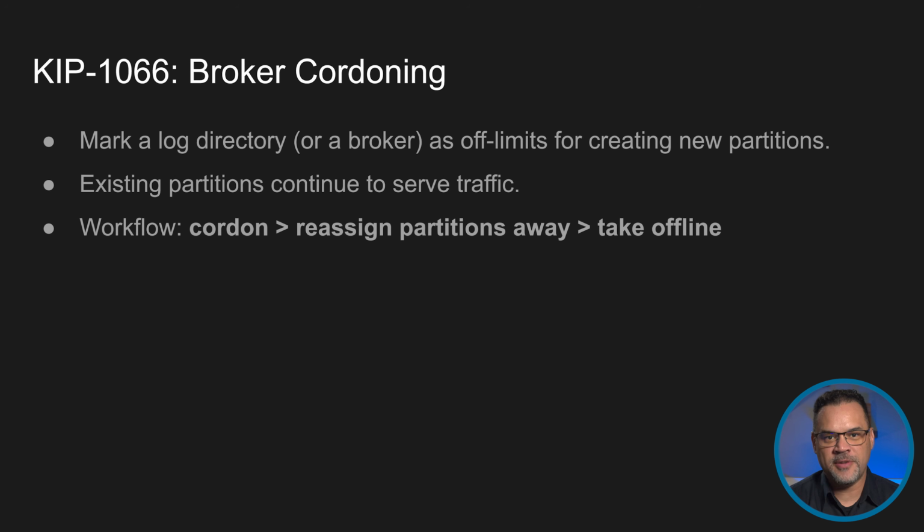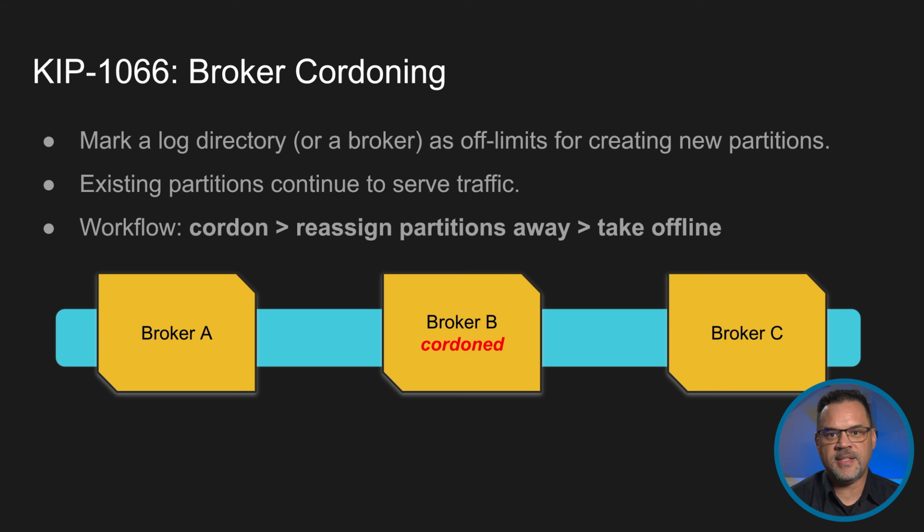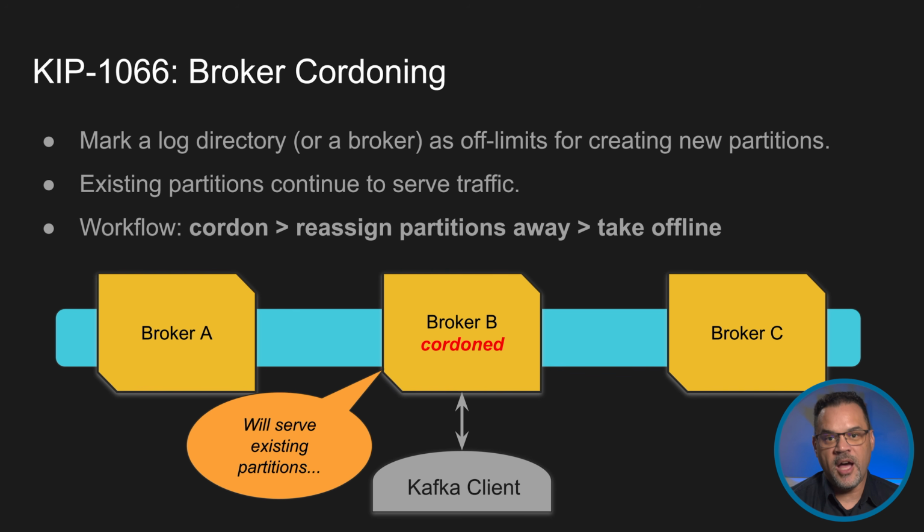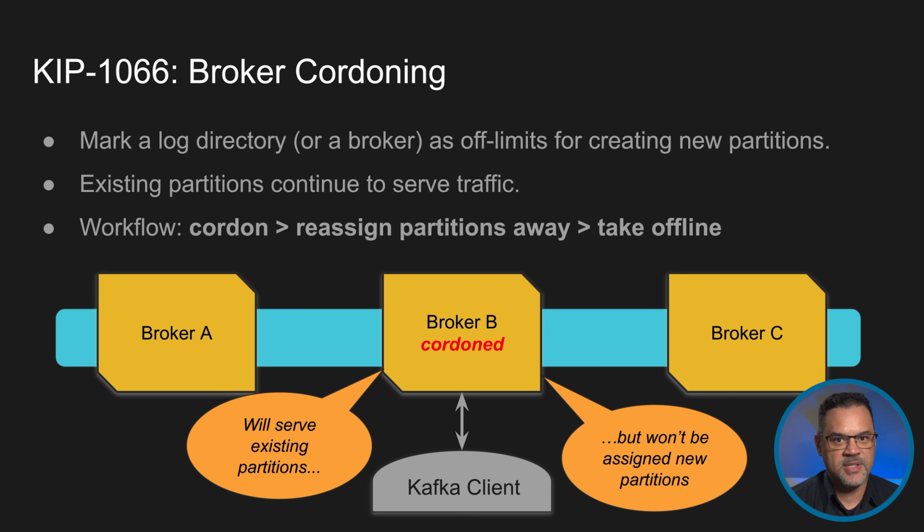Okay, Kafka operators, this one's for you. KIP 1066 introduces a mechanism to isolate brokers and log directories, a concept borrowed from the Kubernetes world called cordoning. The goal here is to reduce the friction of cluster operations like scaling up or scaling down, disk removal, or even broker decommissioning. In Kafka, a cordoned log directory can still serve existing replicas, but it can't receive any new partition replica assignments.